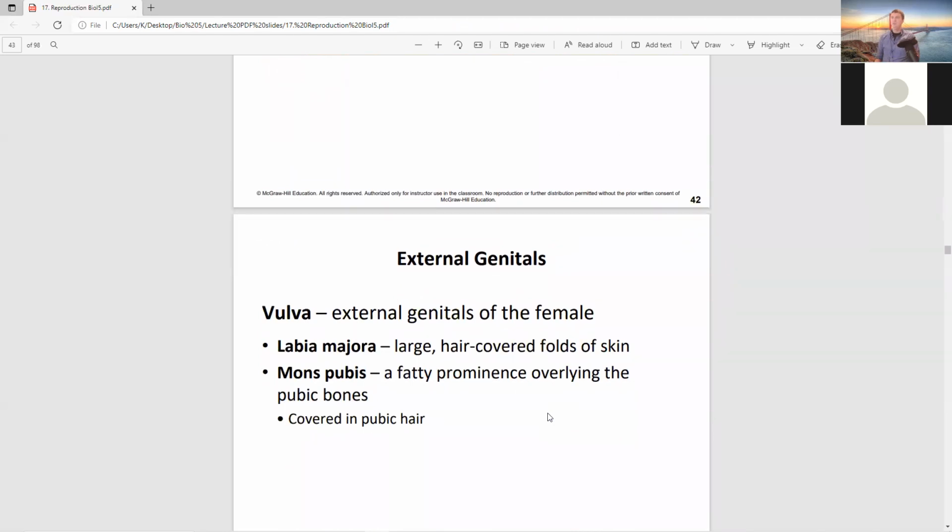So, external genitals: we have the vulva, which is the external genitals of the female. We have the labia majora, which are large hair-covered folds of skin. The mons pubis is a fatty prominence overlying the pubic bones, and it's covered in pubic hair.